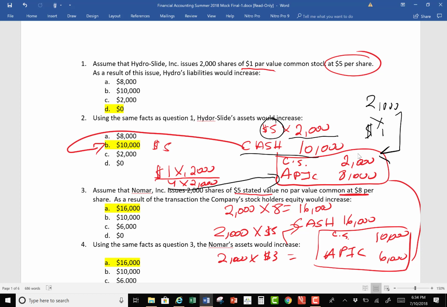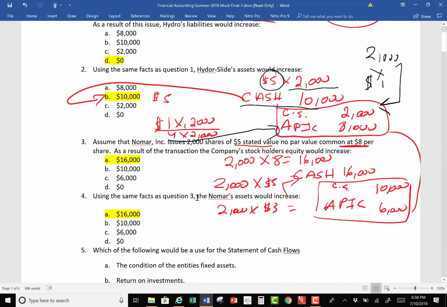Assume that NOMAR, and NOMAR kind of rhymes with no par, issued 2,000 shares, $5 par value, $5 stated value, no par value common stock at $8 per share. As a result of this transaction, stockholders' equity would increase. And so what happens? It's going to be cash coming in at the $8 per share times the issue price, the 16,000.